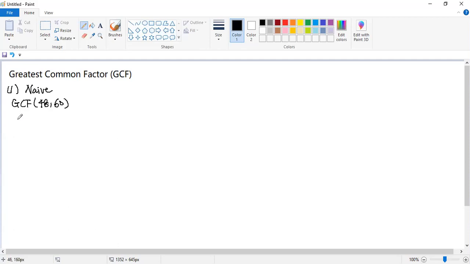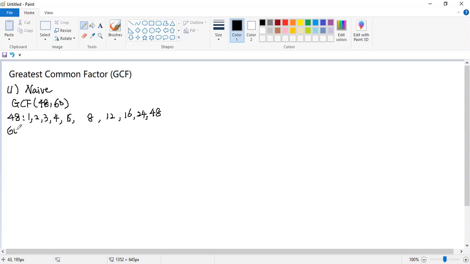First, we list all the factors of 48 and 60, because 48 can be expressed as 1 times 48, or 2 times 24, or 3 times 16, 4 times 12, or 6 times 8. So we see there's 10 factors for 48.